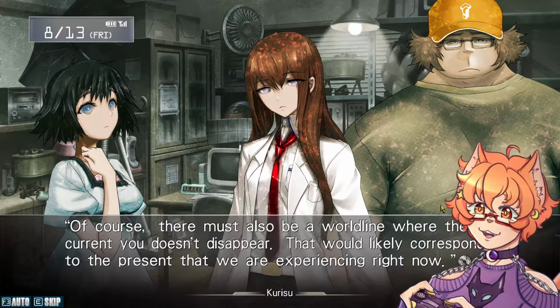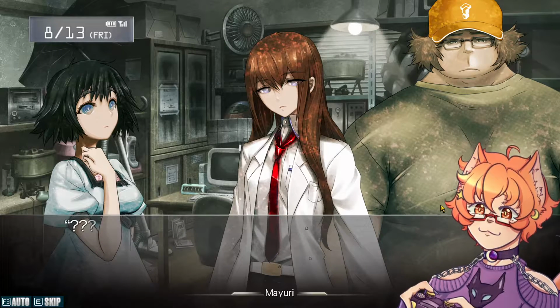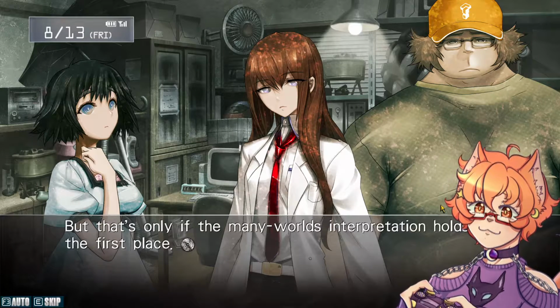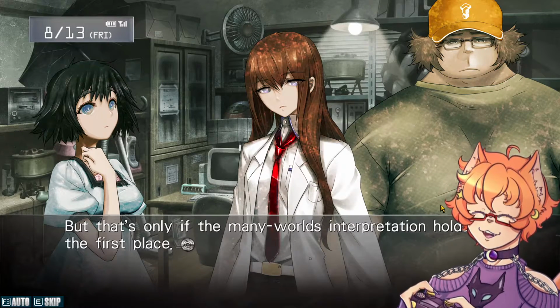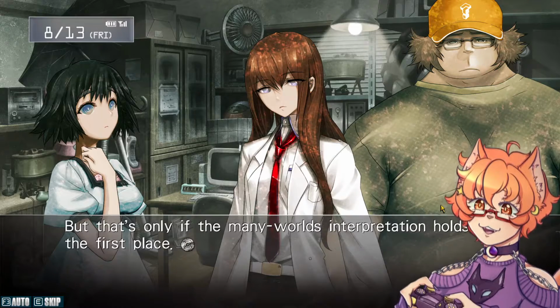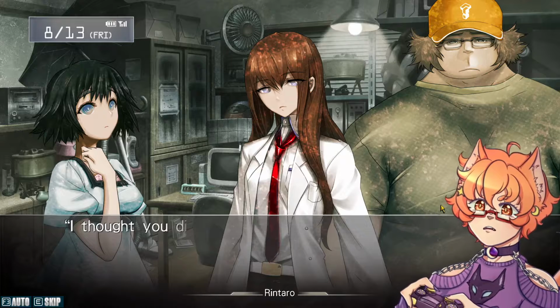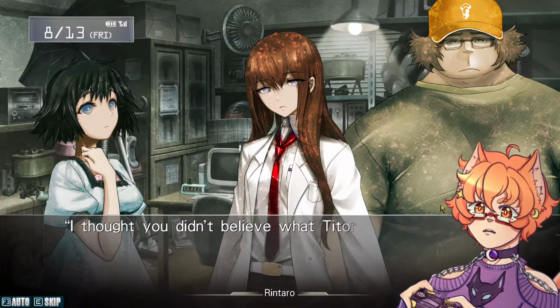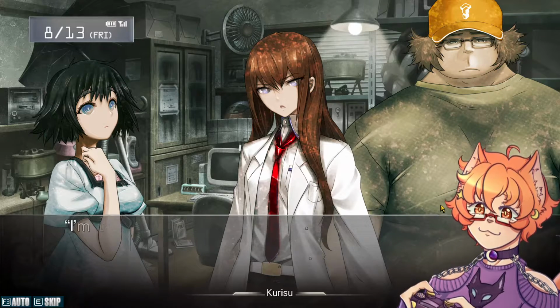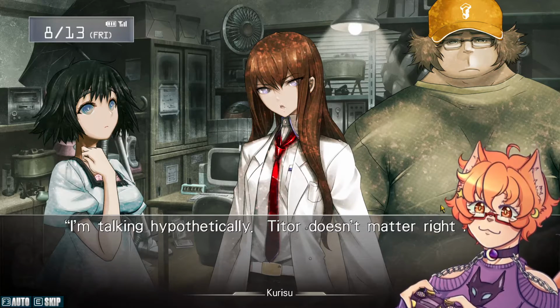I'm with Mayuri right now because my brain hurts. Yep. I knew she was going to be like, what? I feel you, Mayuri. I don't know. But that's only if the many worlds interpretation holds in the first place. Just do it! Somebody do it! Just I can do it! I want to see something happen! I thought you didn't believe what Teeter had to say. I'm talking hypothetically. Teeter doesn't matter right now.